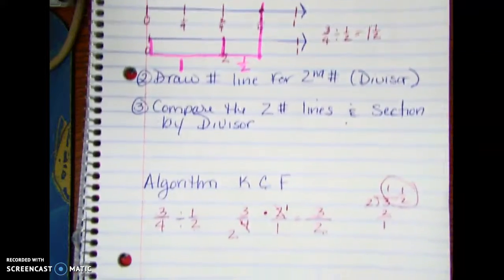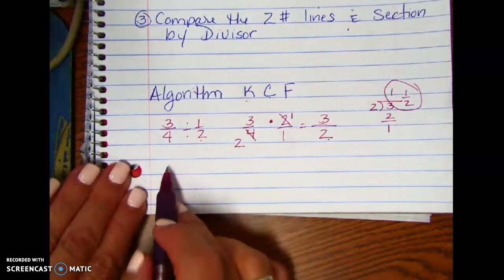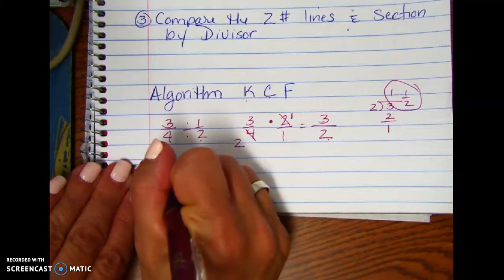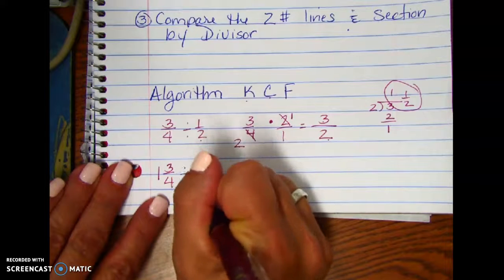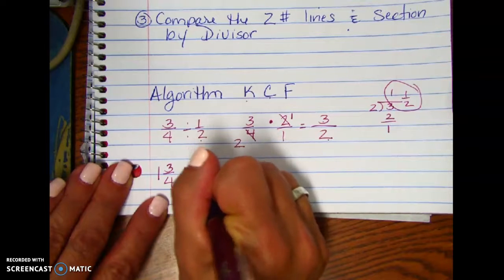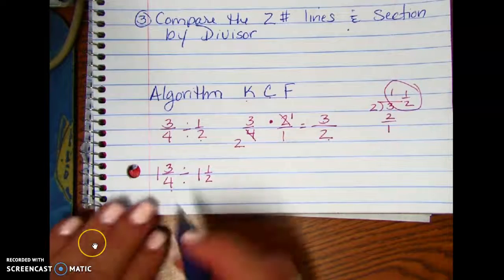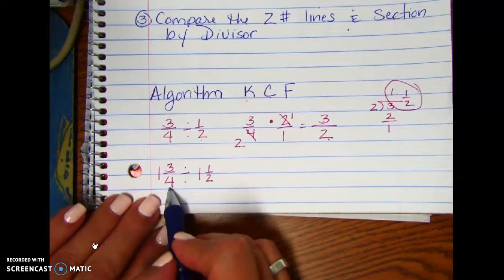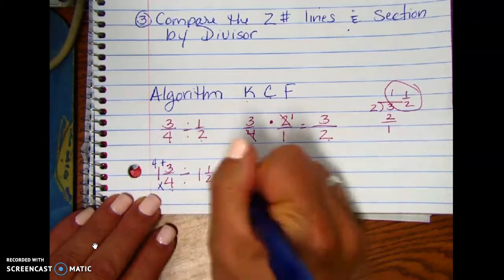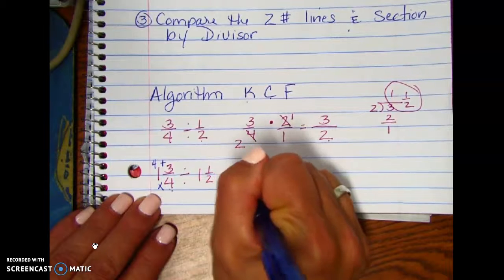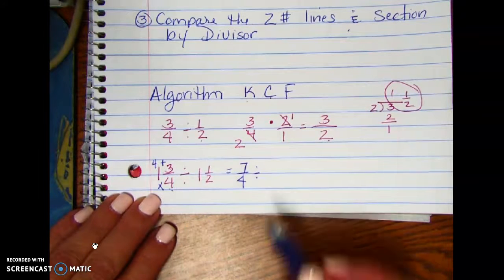Now, I just want to go over really quickly, what if we're dividing two mixed numbers? How should we do this? Well, the first step is always to convert. So we're going to convert our mixed numbers to improper fractions. 4 times 1 is 4 plus 3 is 7/4. And I'm not keeping, changing, or flipping until after I do my conversion.